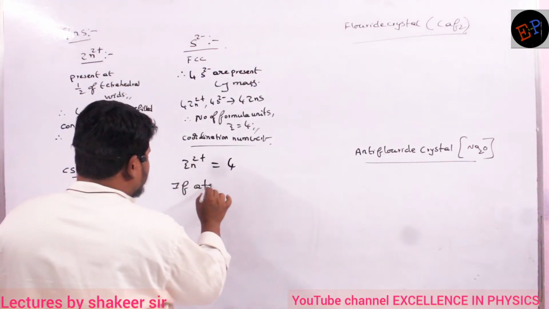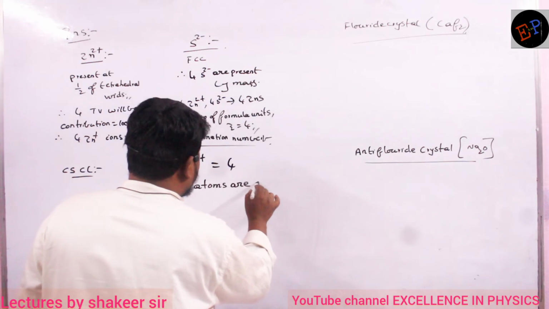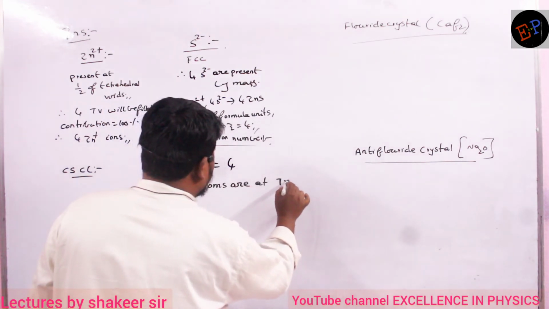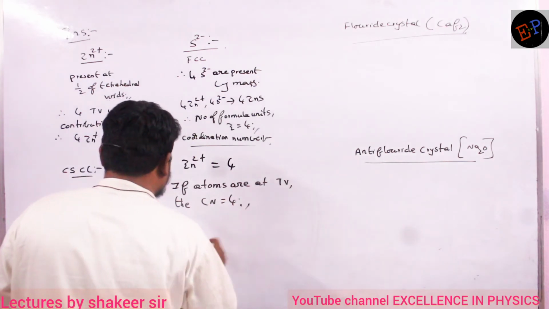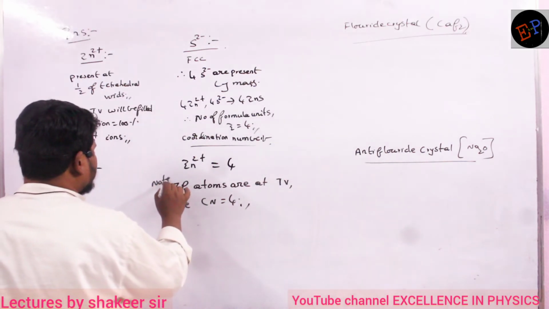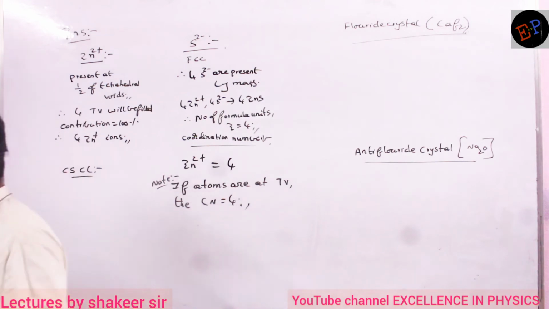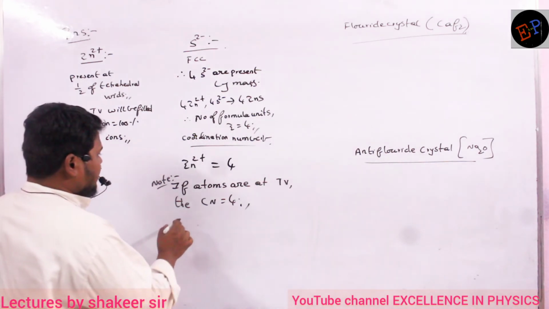If atoms are at tetrahedral voids, then coordination number will be how much? 4. Zinc is present only on tetrahedral voids, no? So the coordination number will be 4. Understood? Then we study about S2 minus.